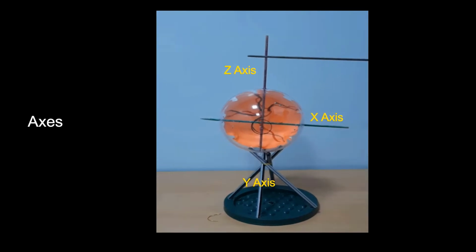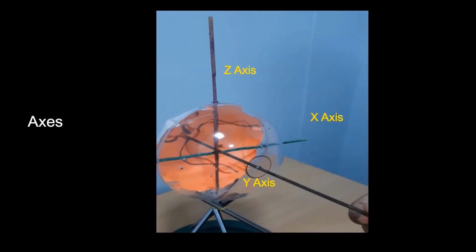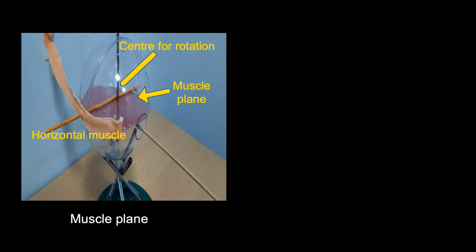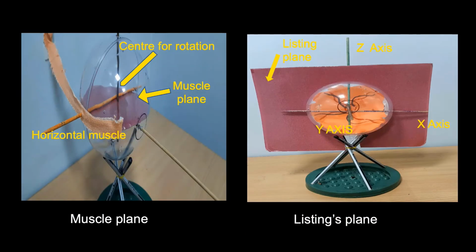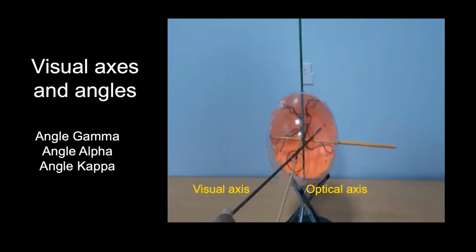The sticks representing the fixed axis intersect at the center of rotation of the globe. The muscle plane and the Listing's plane were marked using cardboard sheets. This video demonstrates the various angles involved in strabismus.